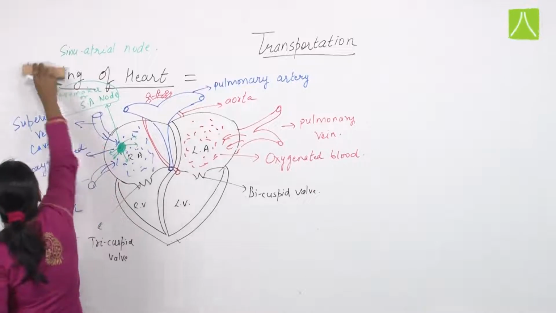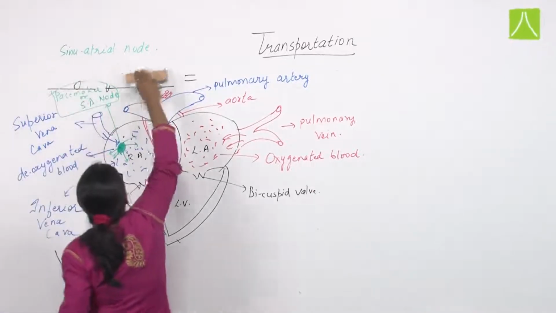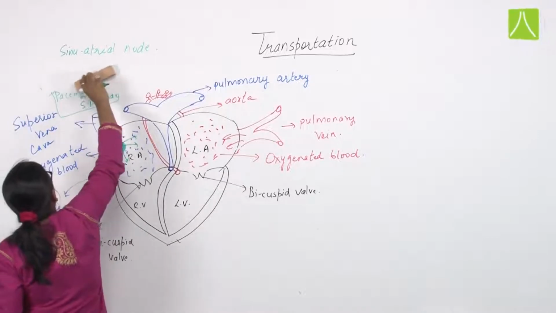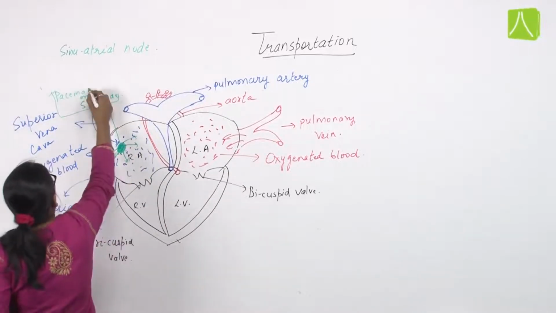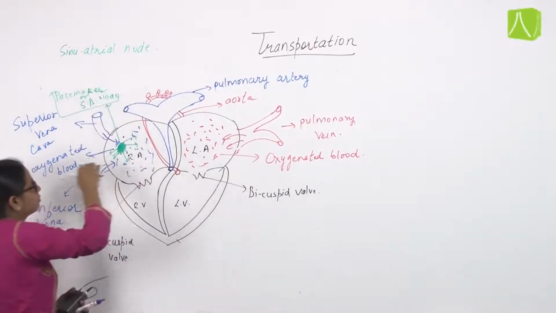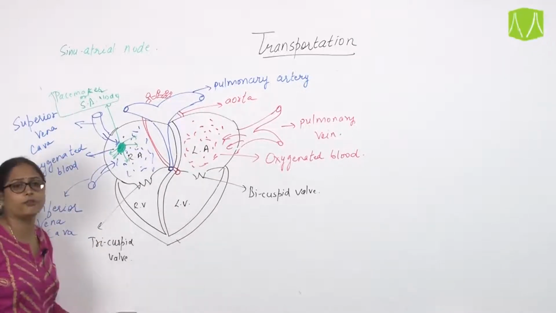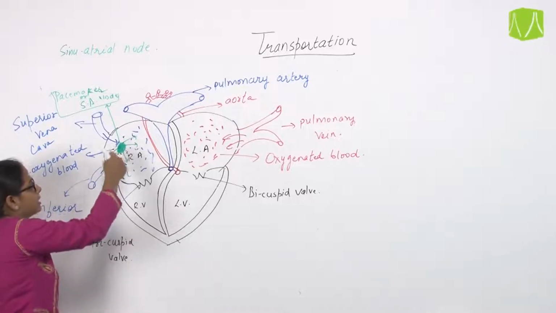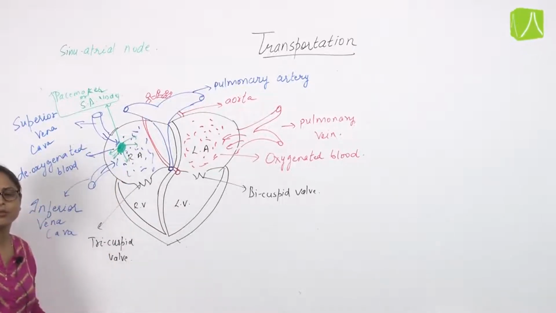This sinoatrial node activates on entry of blood. Due to entry of blood, the SA node, present near the wall of the right auricle, gets activated.